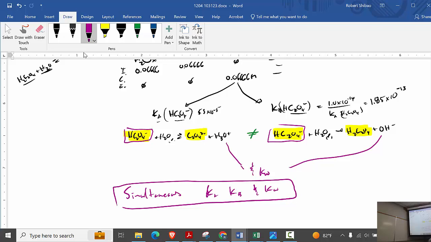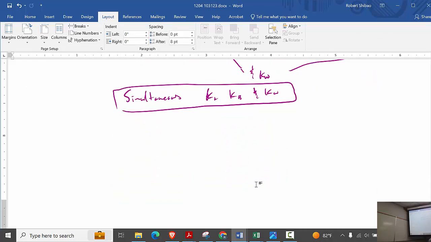Now, the simultaneous that we did was only two, like Ka and Kw, or Kb and Kw. We never did three, right? But the thing that makes this a lot easier is it's the same species. And so after doing all the algebra, let me just finish right here. After doing all the algebra, we come up with a very simple equation.